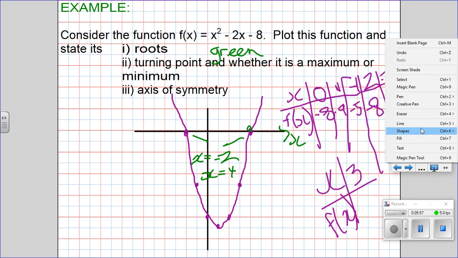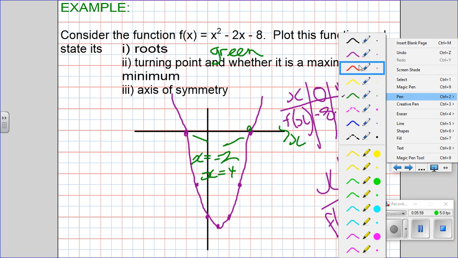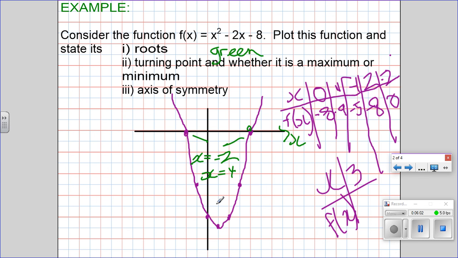Okay, right, let's change colour now. Let's go to red. Okay, we want the turning point. Well, hopefully you can see you started with a graph that was heading in a downwards direction. It came to this point here and then started going upwards again. So this here is what we call our turning point, and it is at the point 1, -9.